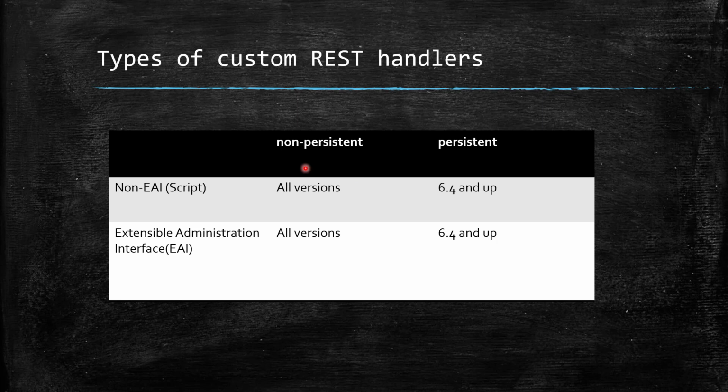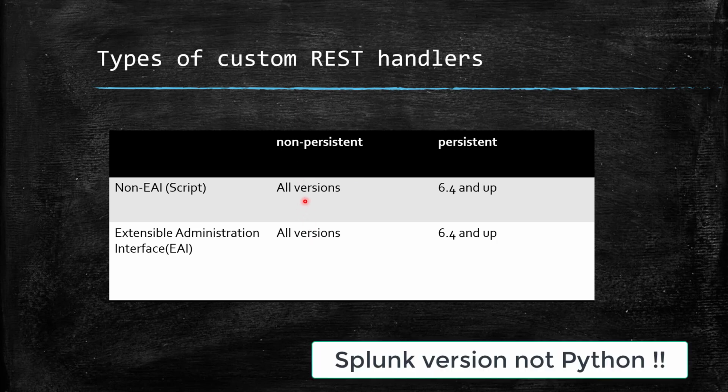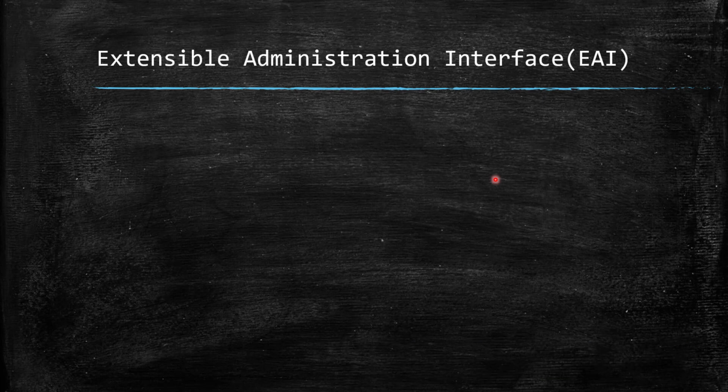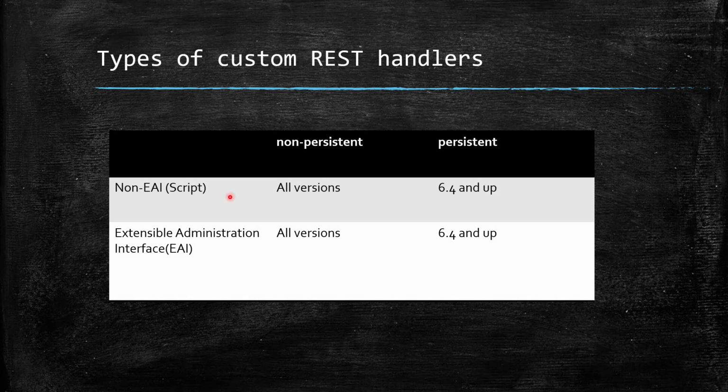Now in terms of Splunk version, all versions support non-persistent mode, but version 6.4 and up only will support persistent mode. A couple of things come up here: what do we mean by EAI and non-EAI. I have given you some hint about persistent mode and non-persistent mode as well.